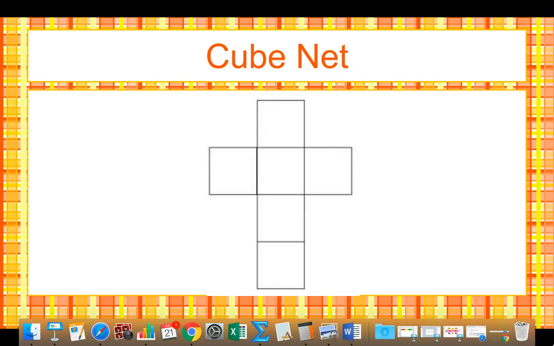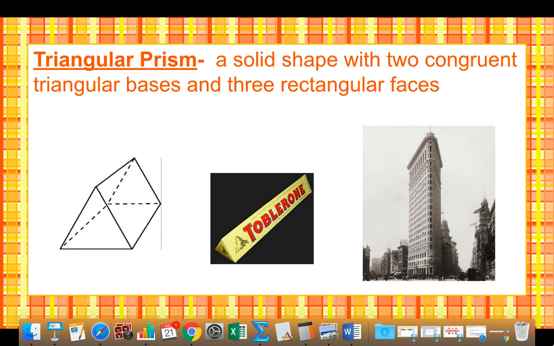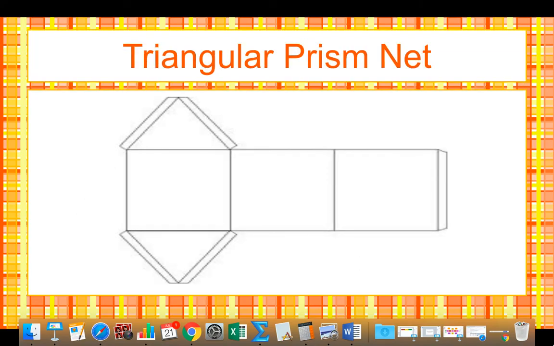This is the net of a cube. There are actually many different style nets for a cube. This is probably the most familiar one. Notice there are 6 congruent squares which, when we fold it up, would form the faces of the cube. Triangular prism, remember, it's a prism where the two bases are triangles. And notice there will be 3 rectangular faces. And here's an example of a net of a triangular prism.